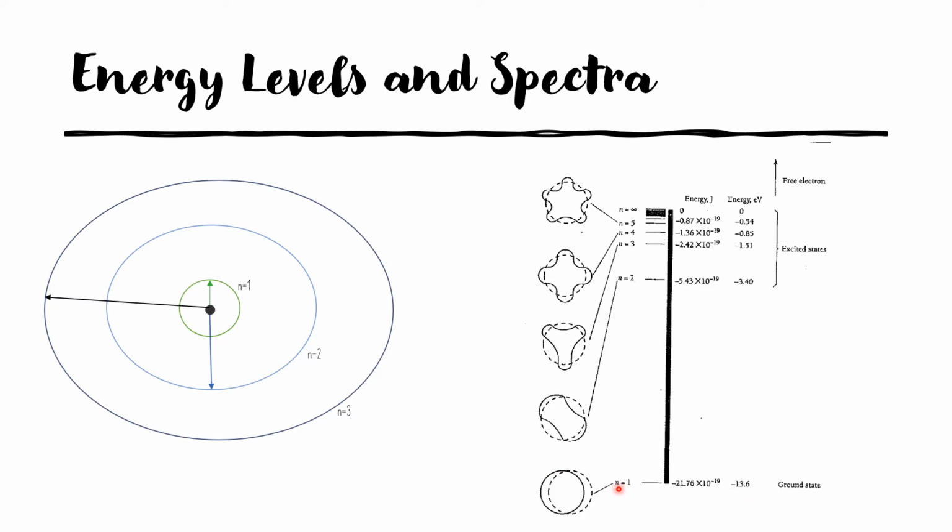And for the energy levels, so this is the energy level of a hydrogen atom. So as you can see, these levels are all negative. So the energies here are all negative. This is the energy in joules, and this is the energy in electron volt. So meaning this negative 21.76 times 10 to the negative 19 joule is equivalent to negative 13.6 electron volt.